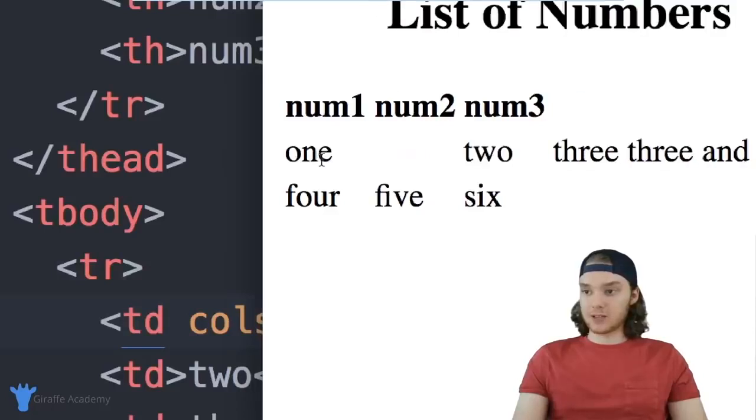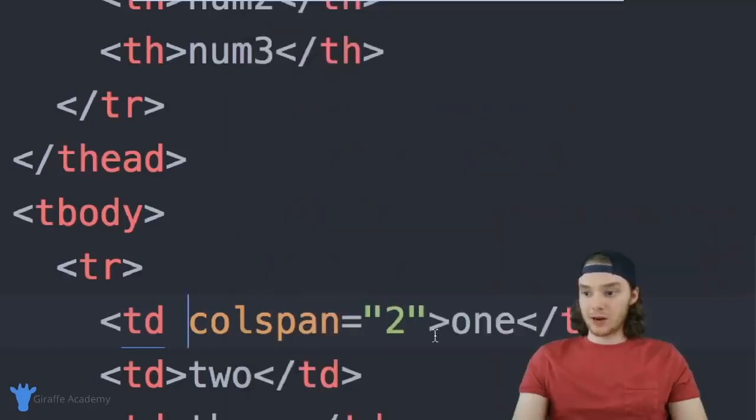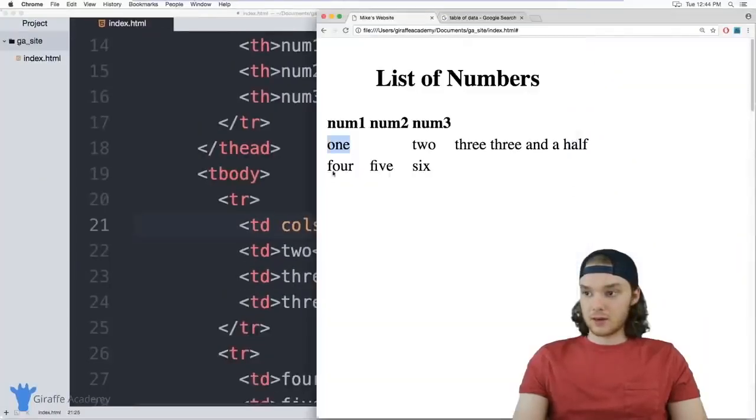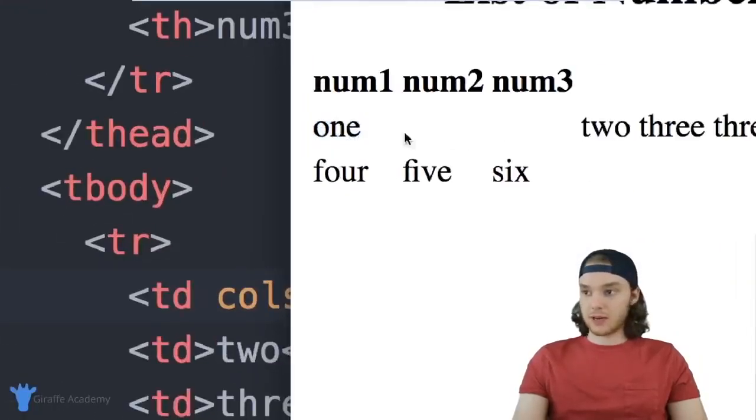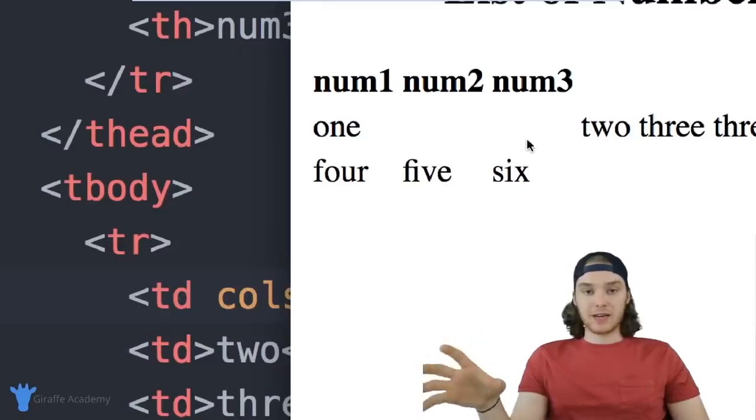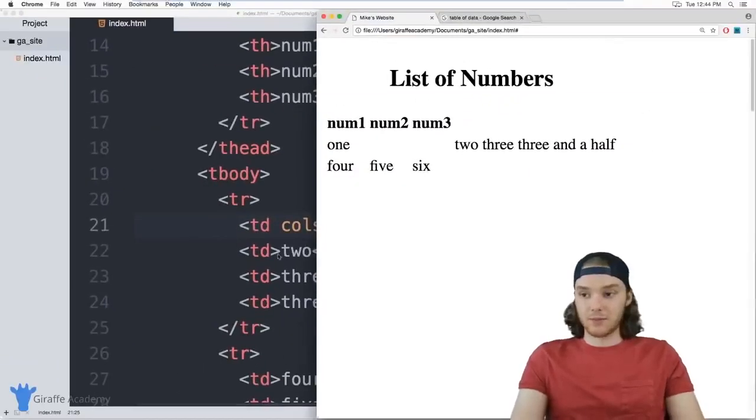When I refresh the page, it's taking up 2 now. So this one entry takes up 2 columns in the table, and then everything else gets pushed over to the side. So I could also say like 3, and now this will take up 3 columns, just like that. So you can control how many columns each individual table data is going to take up, and that really allows you to control every aspect of your table.